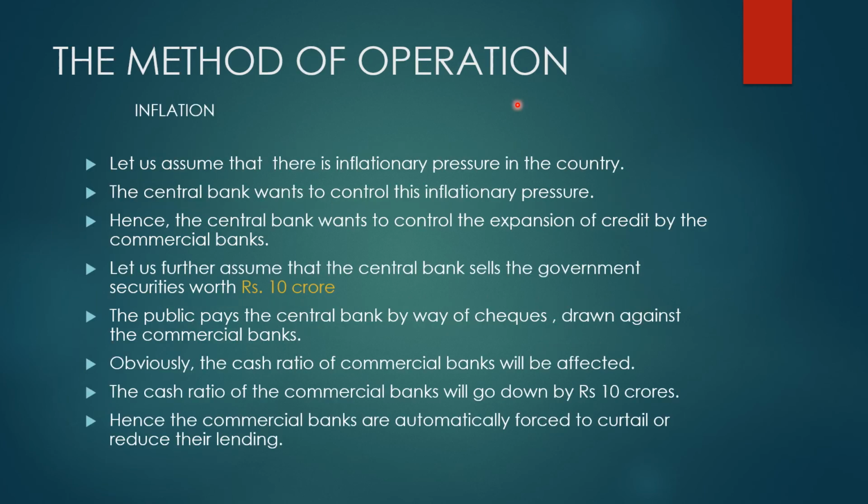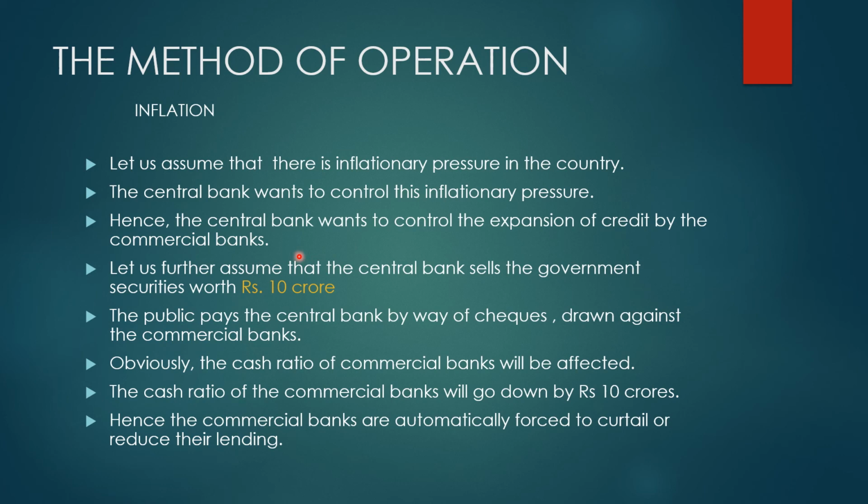Let's move forward. We will be discussing at length the method of operation. First is the case of inflation. Let us assume that there is inflationary pressure in the country. The central bank will naturally want to control this inflationary pressure. Central bank wants to combat the inflation. So what will it do? It wants to control the expansion of credit by the commercial banks.